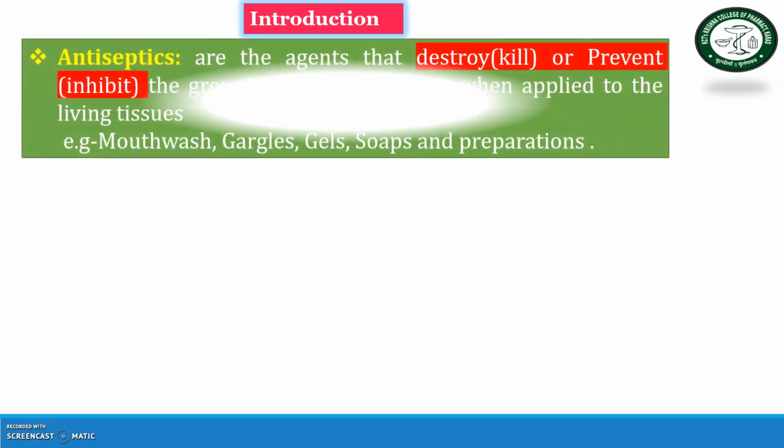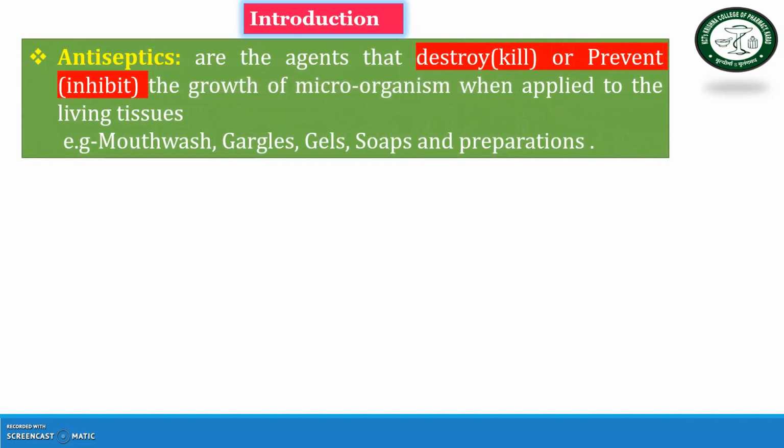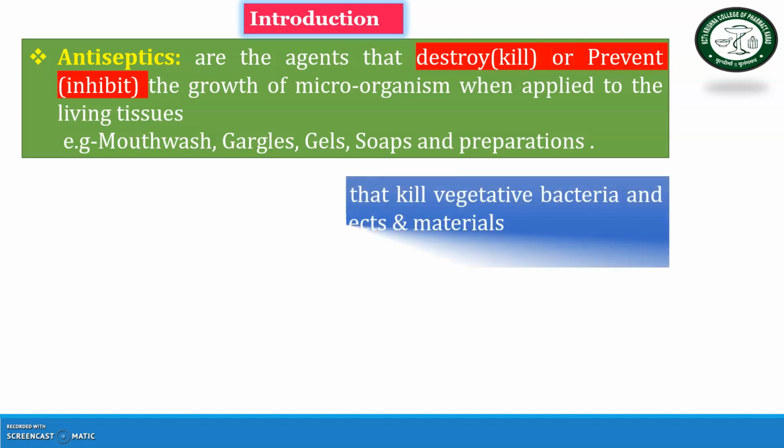Now, what is the definition of antiseptic? Antiseptics are the agents which destroy or prevent the growth of microorganisms when applied only to living tissues. Examples: mouthwash, gargles, some gels, soaps and preparations. So antiseptics are used to kill or prevent different types of microorganisms.